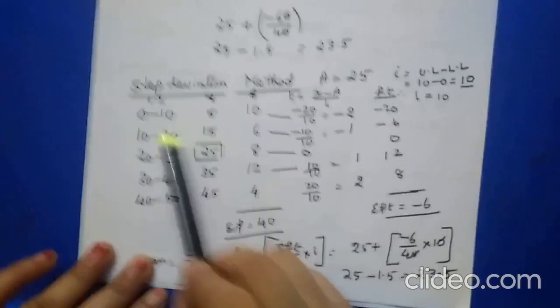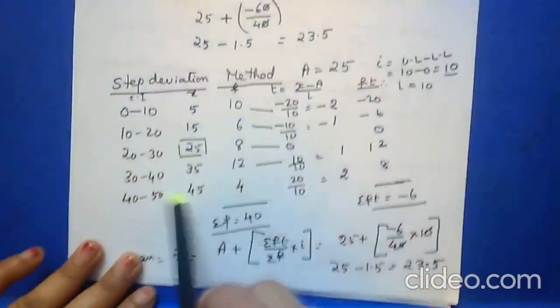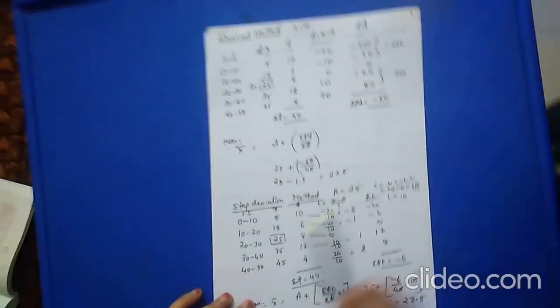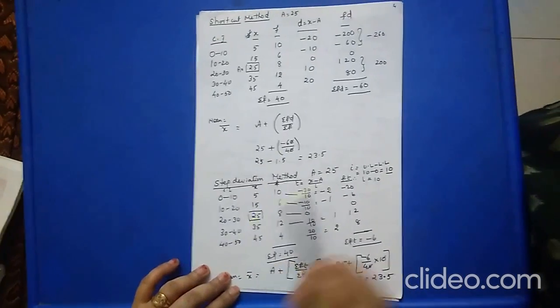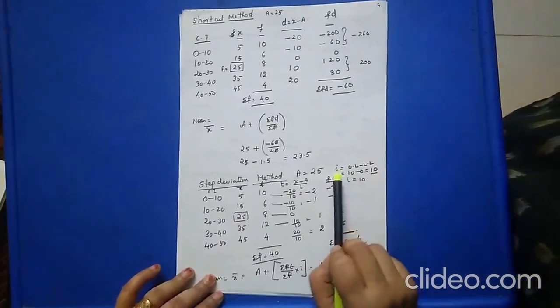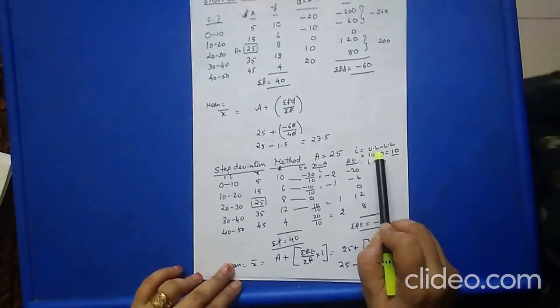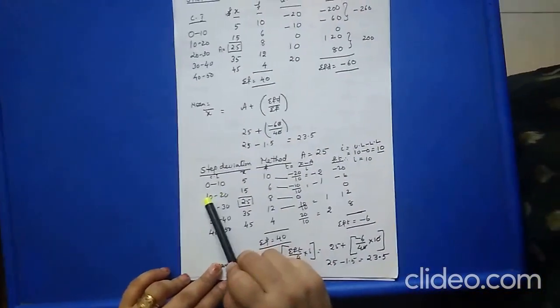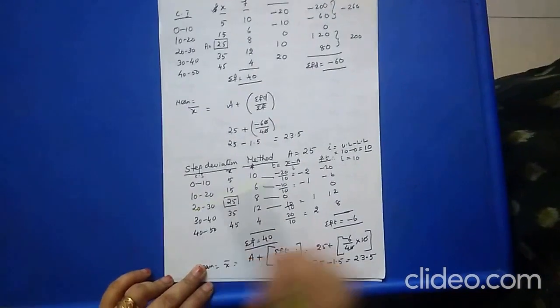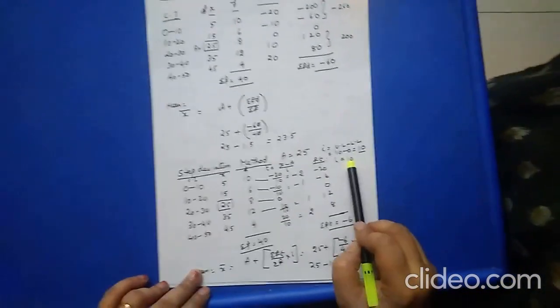Now the third method, the step deviation method. Now you are finding the mid value like this. Now A you are choosing from the middle value, 25. I is the class size: upper limit minus lower limit. 10 minus 0 is 10. Even 20 minus 10 is 10. 30 minus 20, 10 only. So I is equal to 10.